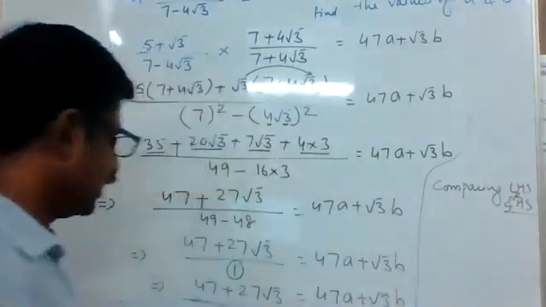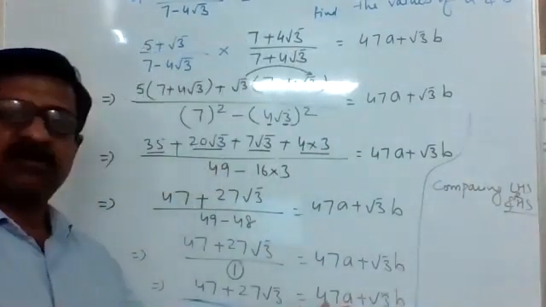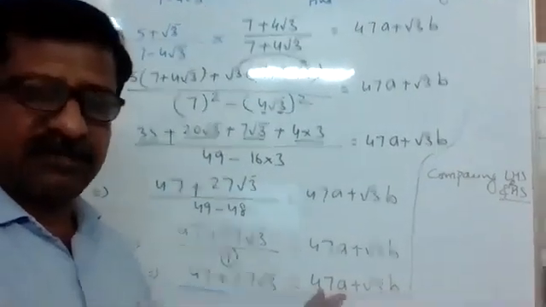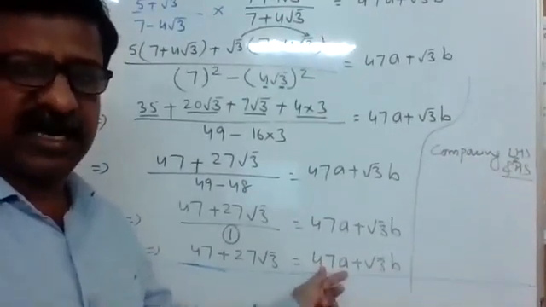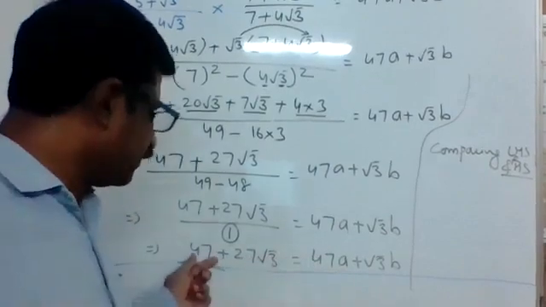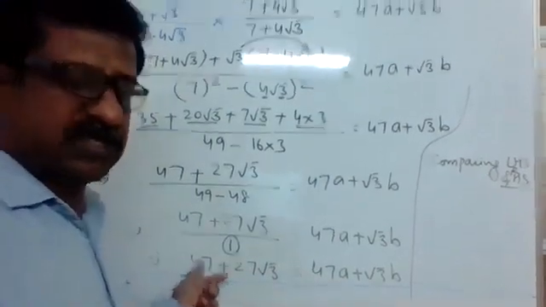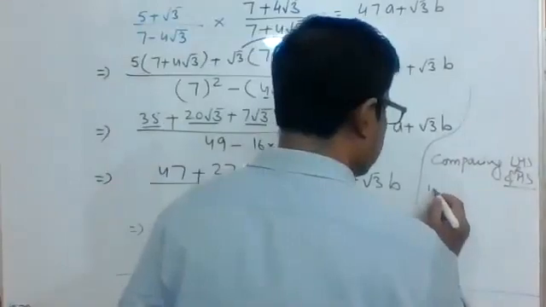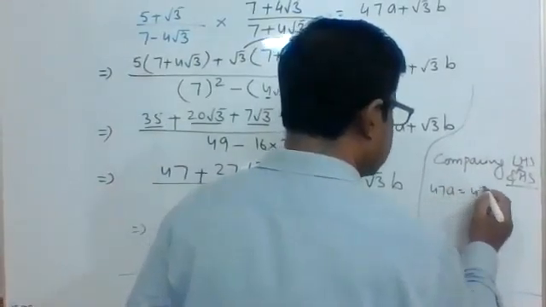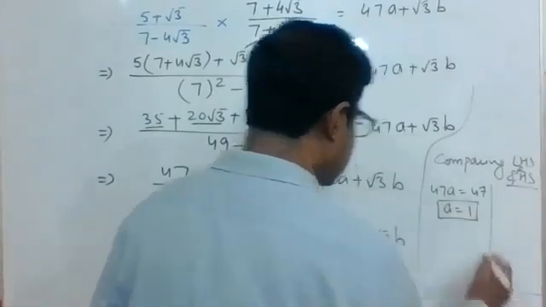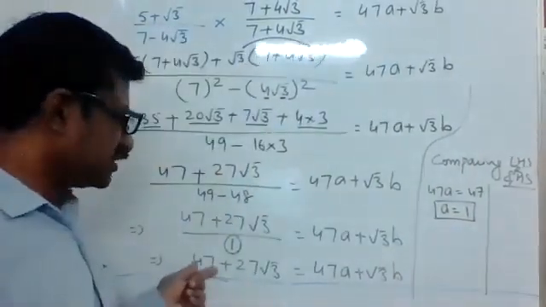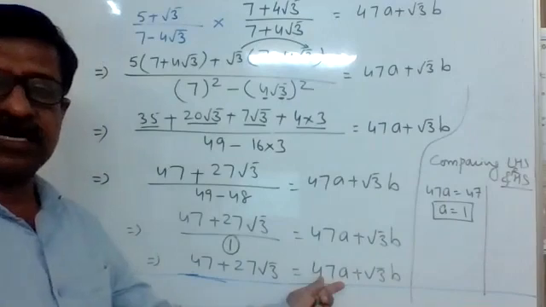In LHS, we got the rational part is 47a. In RHS, we got rational part is 47a. And here the rational part is 47. That means 47a equal to 47. Therefore, a equal to 1. This is the rational part. 47 was rational. Here 47a was rational.